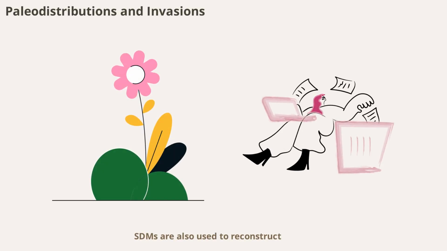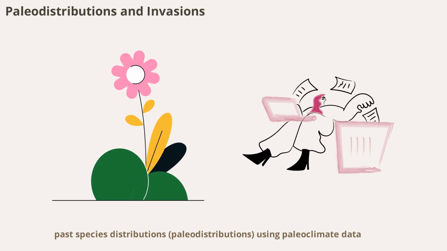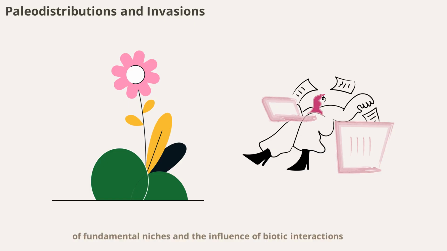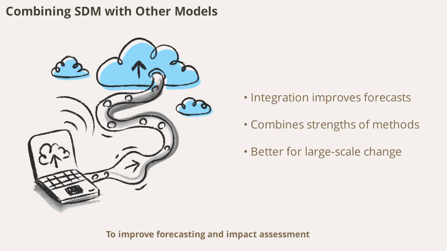SDMs are also used to reconstruct past species distributions, or paleodistributions, using paleoclimate data, and to predict the potential spread of invasive species. While paleodistributions can be evaluated with fossil or genetic data, predicting invasions is more challenging due to incomplete knowledge of fundamental niches and the influence of biotic interactions. Advances in modeling tools and integration with expert knowledge are helping to address these challenges, improve forecasting and impact assessment.